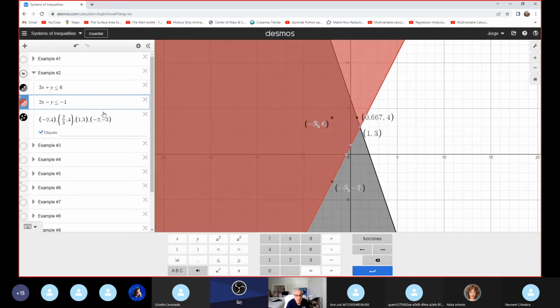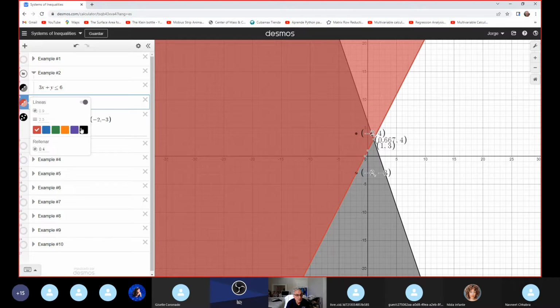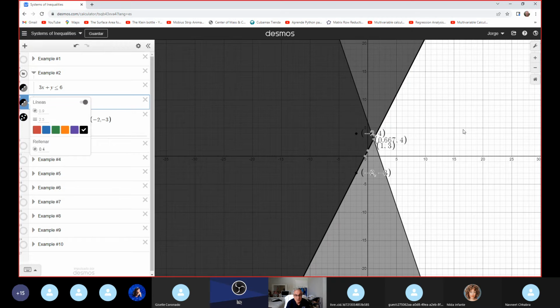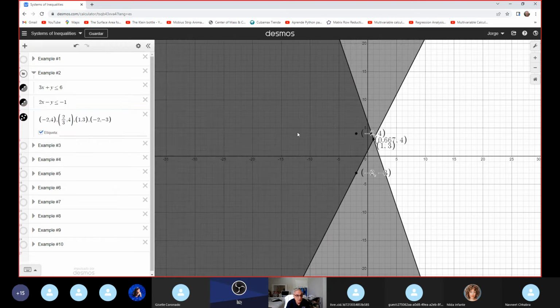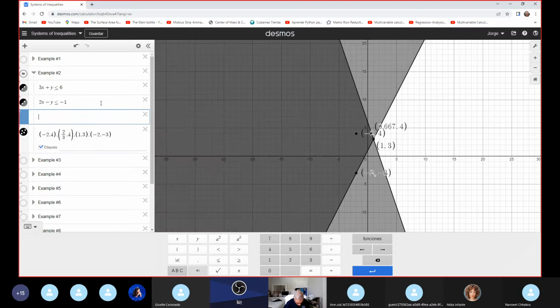You see another, right? If you want to avoid confusion, well, you change the color, put it the same color, black, black, black. So the dark part is the solution. Okay, we continue. Another inequality. You copy separately, the way you prefer, guys.